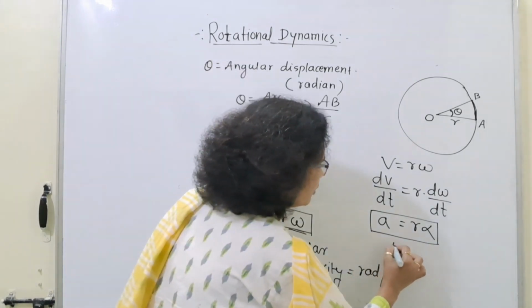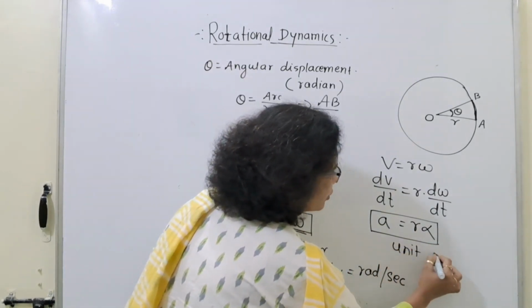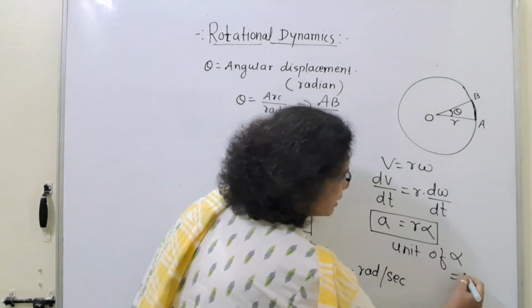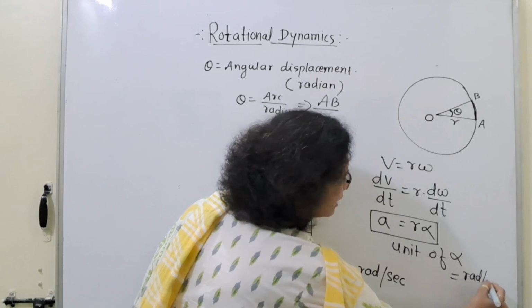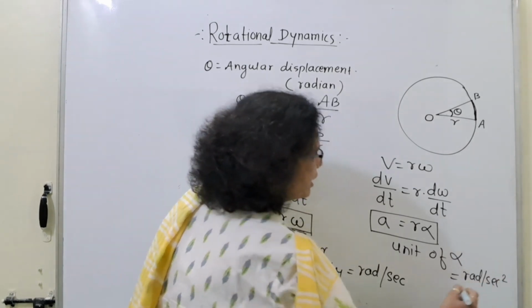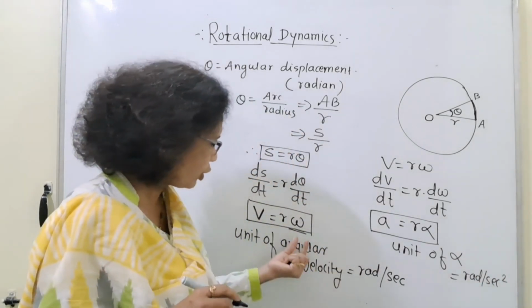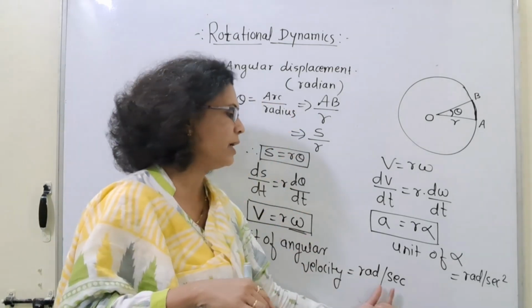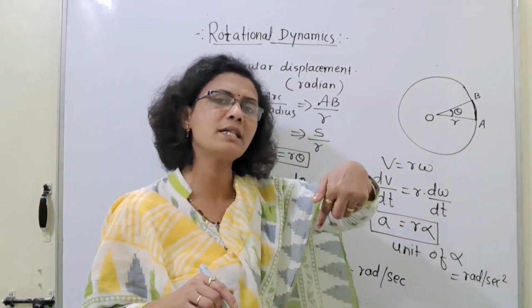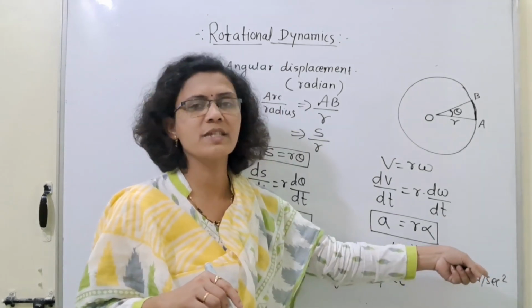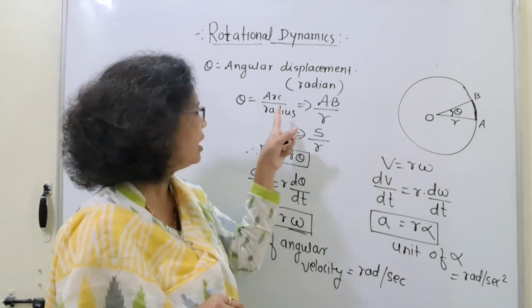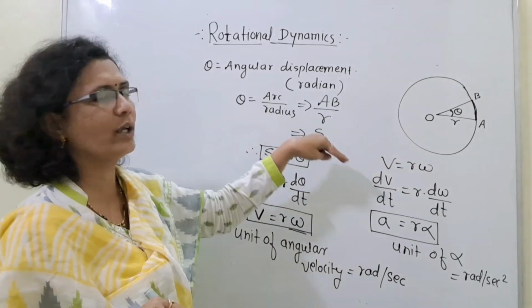Then what will be the unit of alpha? Unit of alpha, that is angular acceleration, that will be radian per second square. See, unit of omega is radian per second. Again divided by time, that is radian per second square. So you have to know all this analogy between linear and angular motion.